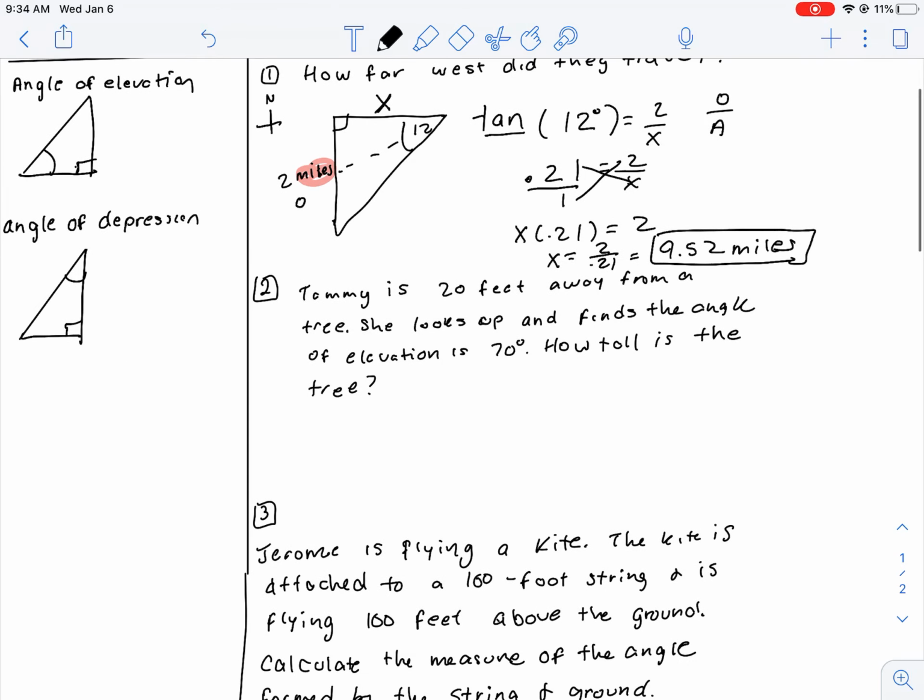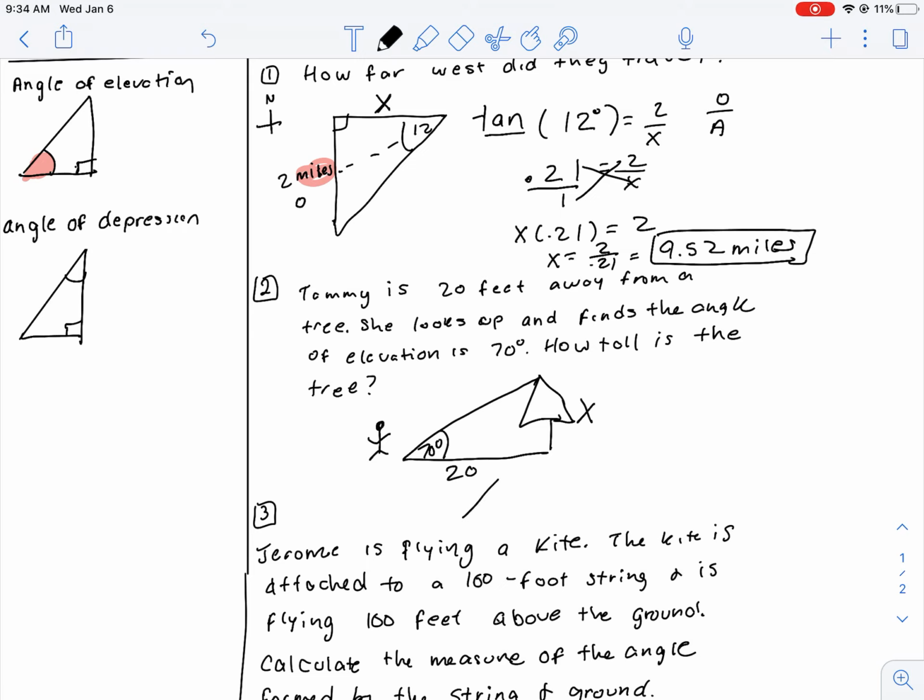Okay? Sometimes they don't give us pictures. So they say Tammy is 20 feet away from a tree. So let's draw a tree here, and here's Tammy. Beautiful artwork, huh? We know the distance between her and the tree is 20 feet. She looks up and finds the angle of elevation. What is an angle of elevation? It's the angle that's formed when you look up at an object. You elevate your eyes, so it's always at the bottom of a right triangle. So this 70 degrees is at the bottom right here, and we're trying to figure out the height of this tree.